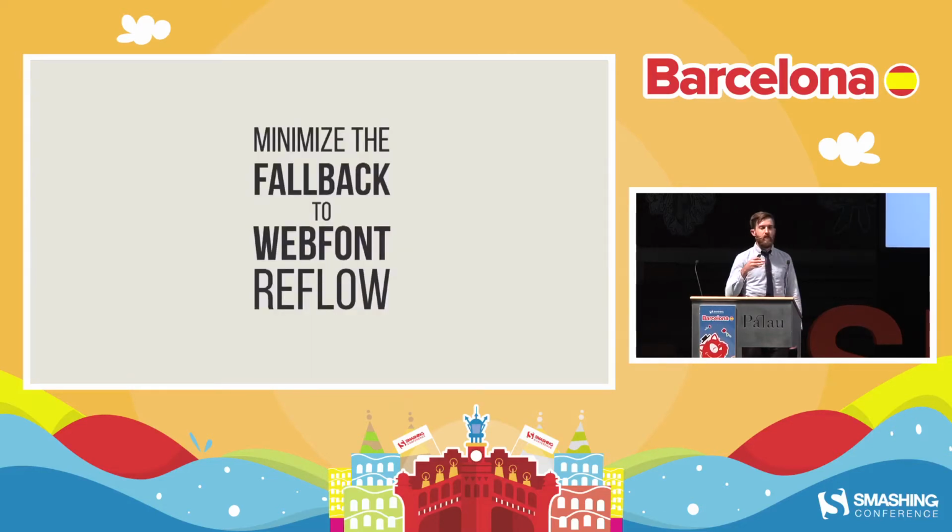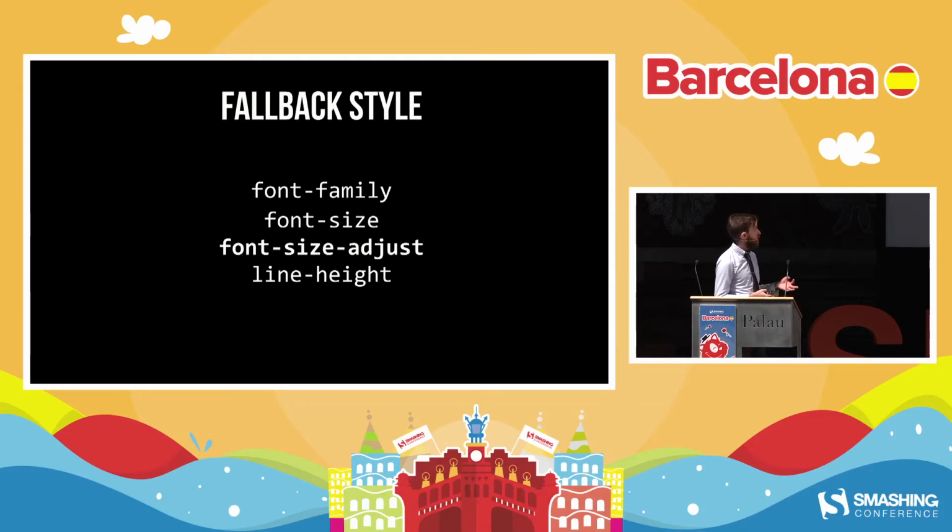But when we have that reflow or that repaint between the unstyled text and our web font, we want to minimize the impact of that. We want to make that as smooth a transition as possible. And we can adjust our fallback font family to do that. We can adjust the font size to do that. We can use font-size-adjust, which actually allows us to modify the x-height of a font, which is the lowercase values. And then also line height.